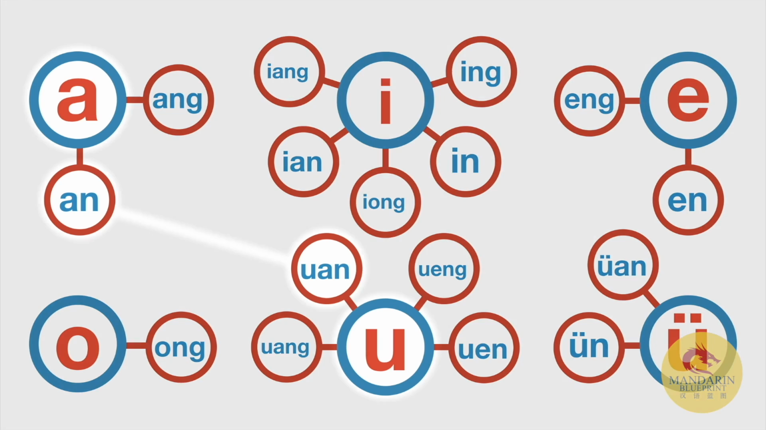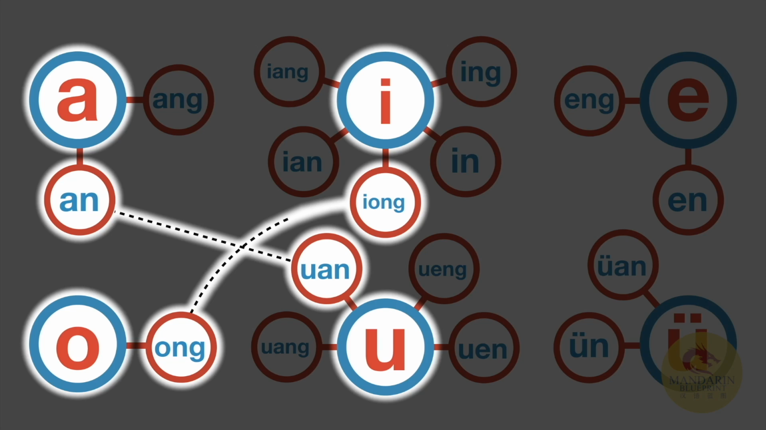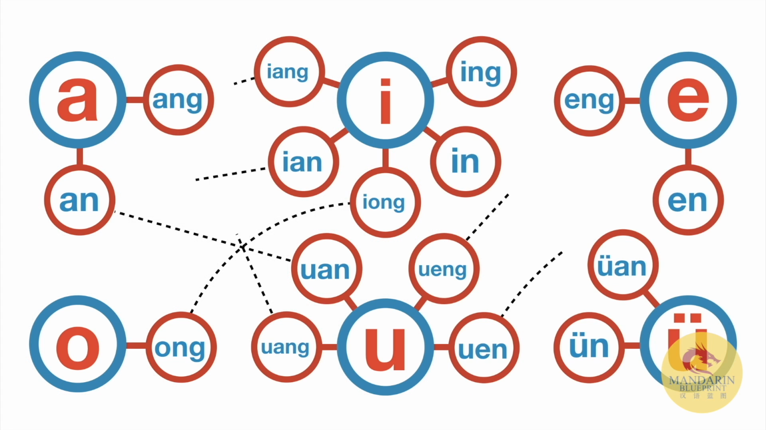So for example, we have A. So AN would also be an. And if we now want to pronounce U, which would be U, then we just combine them together. Wan, U, A, N, wan. So anything with an N would be a front nasal, like an. Anything with an NG would be a rear nasal, ong, yong, etc.